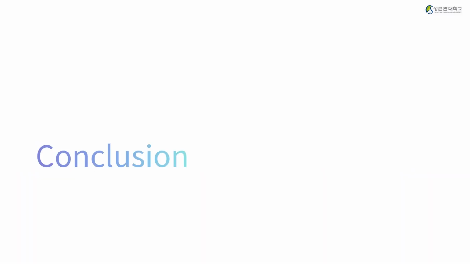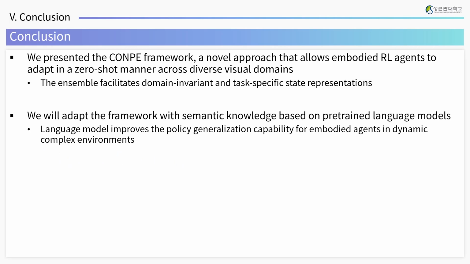This is now the concluding section. In conclusion, we presented the ConPE framework, a novel approach that allows embodied RL agents to adapt in a zero-shot manner across diverse visual domains, exploring the ensemble structure that incorporates multiple contrastive visual prompts. The ensemble facilitates domain invariant and task-specific state representations, thus enabling the agent to generalize to visual variations influenced by specific domain factors.